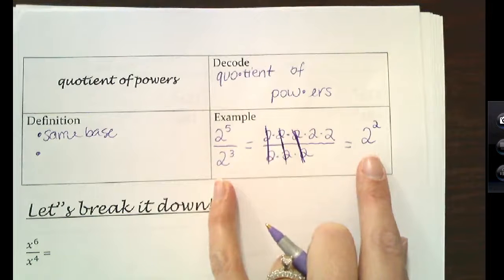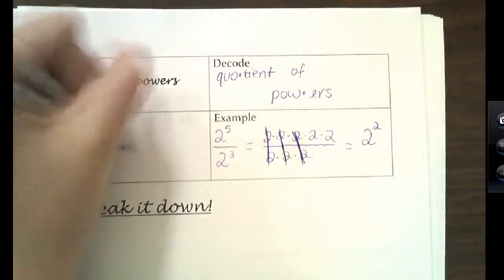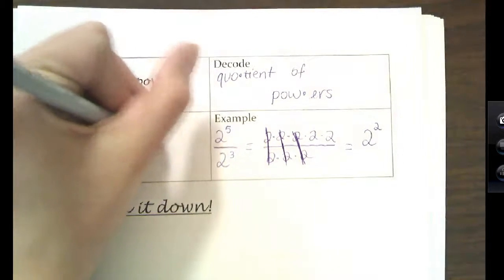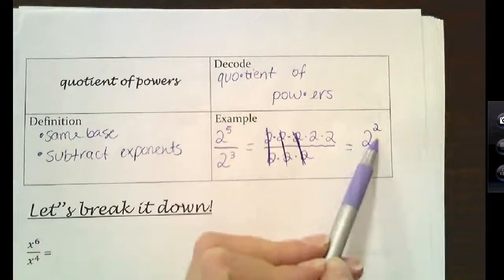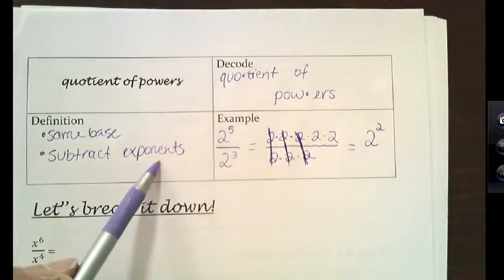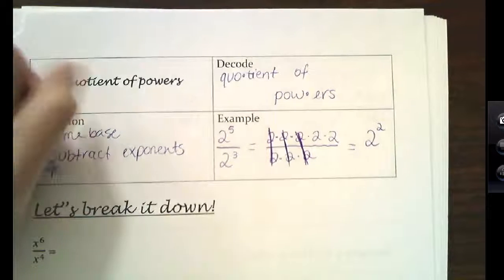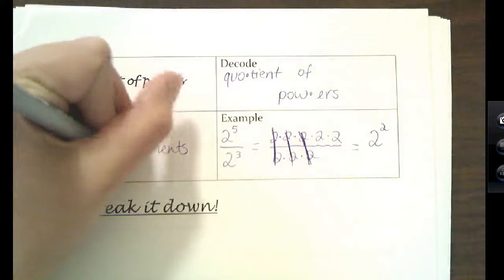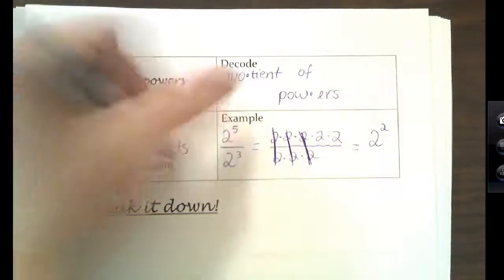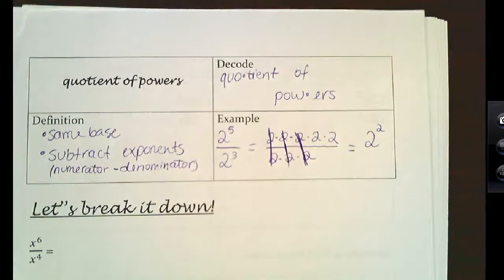Very good. You subtract the exponents. So I'm going to go and write subtract exponents. So we do 5 minus 3, and we get 2. Now, here's something you should also write down where it says subtract exponents. Underneath that, go ahead and write in parentheses numerator minus denominator. You have to subtract in a very specific order. You have to take the numerator's exponent and subtract the denominator's exponent from it.